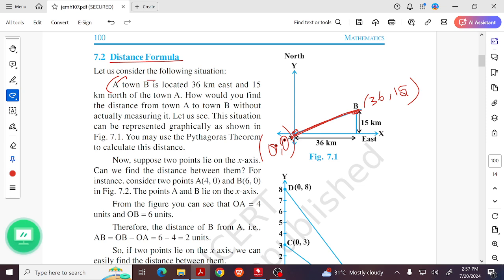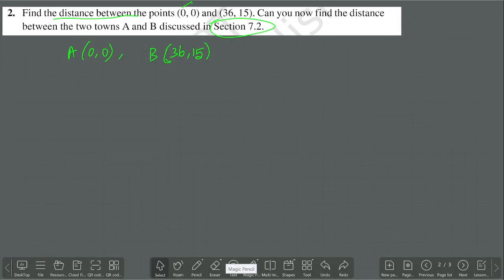Understand? The story, everything, they are given here. That only I am going to do there. Shall we go back to the question now? They are given A is the origin, B is 36 comma 15. Shall we find the distance between A and B?